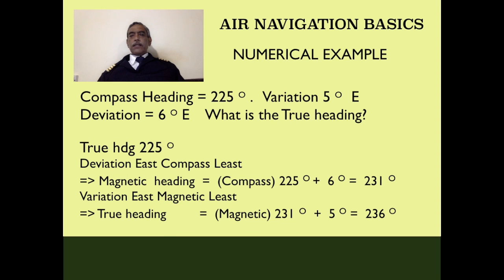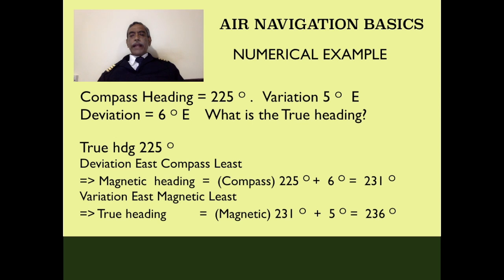Okay, another numerical example. Compass heading is 225, variation is 5 degrees east, deviation is 6 degrees east. What is the true heading? This is a very practical example. Of course, practically there are very few places where you will come across variation 5 degrees and deviation also 6 degrees. This is just to exaggerate and make the thing very clear.